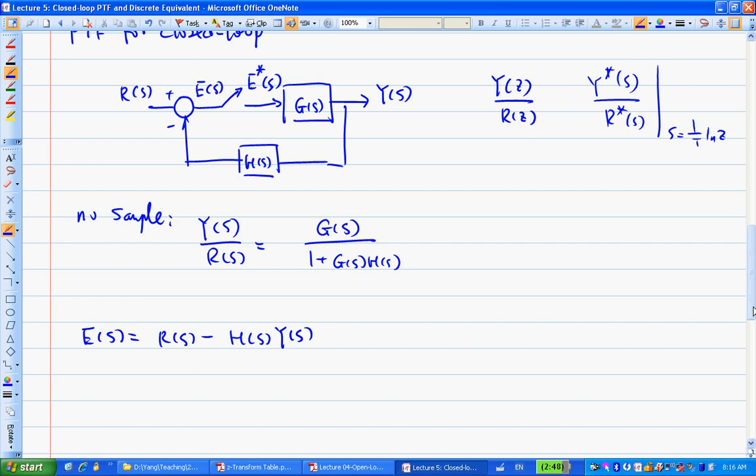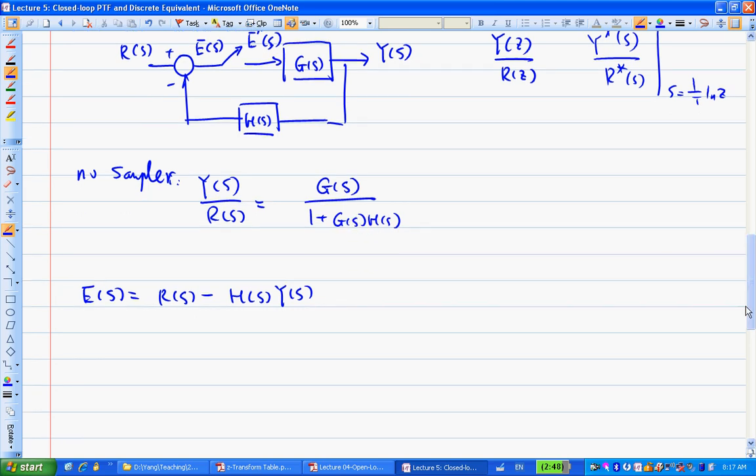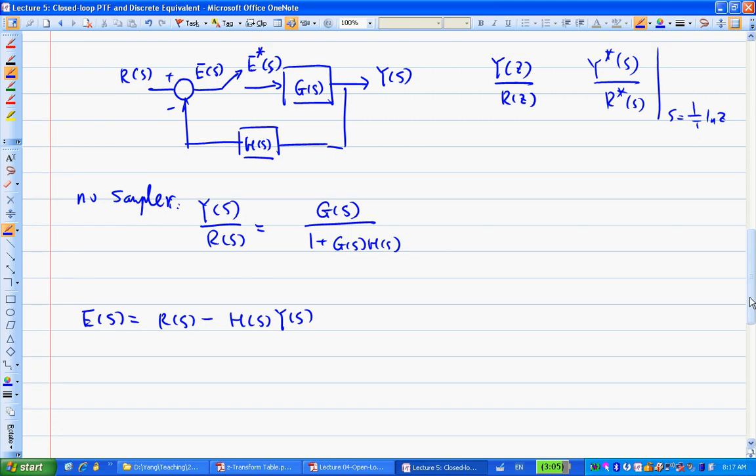Without a sampler, shouldn't your bottom be GH of s? You're talking about the case of no sampler. Basically, the continuous system is just connected here. What do you mean by GH of s? I see. Not there yet. You're trying to combine the two together, huh? That's a different situation. We'll talk about this shortly. But this no sampler case, what I'm saying here is just a pure continuous system, right?